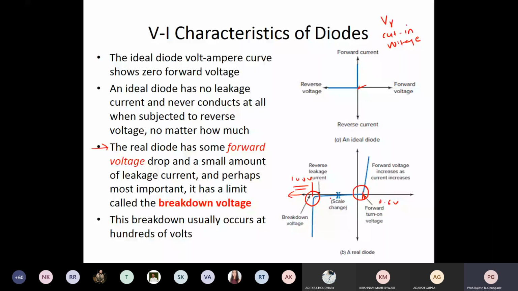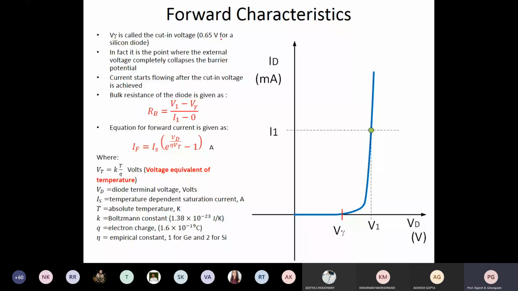Okay. So let us inspect the forward characteristics in a little bit more detail. V gamma is called the cut-in voltage, that is nearly 0.6 to 0.65 volts for a silicon diode. We are concentrating only on silicon. We are not going to say anything about the germanium diode. For your information, the germanium diode will have 0.3 volts as the cut-in voltage. But over here it is 0.65 volts. Let us say this V gamma is 0.65 volts.